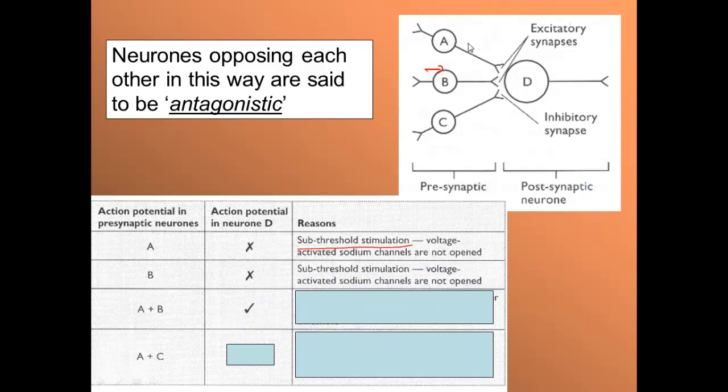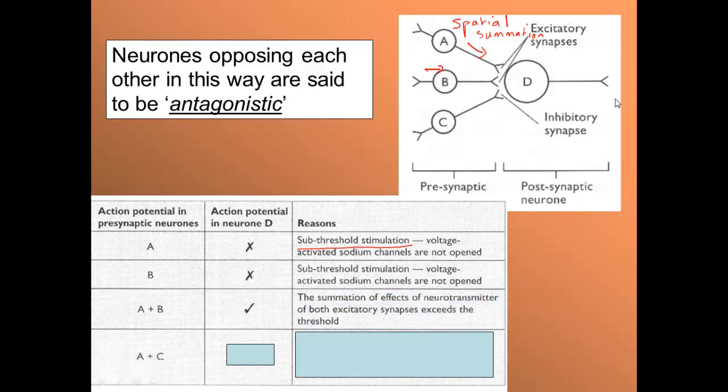A and B together, however, what we have is called spatial summation. Spatial summation means that excitatory neurons which synapse onto the same place have their effects on the same place at the same time, bringing that spatial area, that space, up to threshold value. That is spatial summation, with two or more neurons stimulating the same place. And that's going to lead to our action potential, because we've got enough neurotransmitter there to open up our voltage activated sodium channels because we exceed the threshold value.